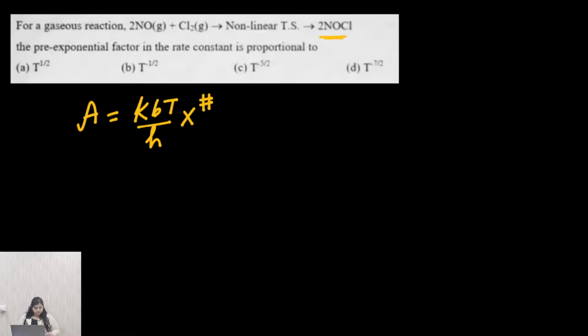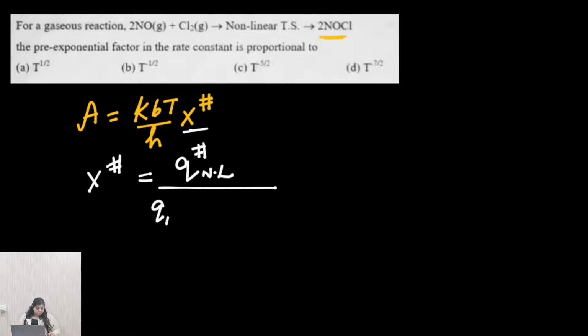So A is, we can say, this one. Here now, this X value that you are having is equal to the partition function of the activated complex, which is non-linear over here, upon the partition function of NO into the partition function of NO into the partition function of Cl2, right?